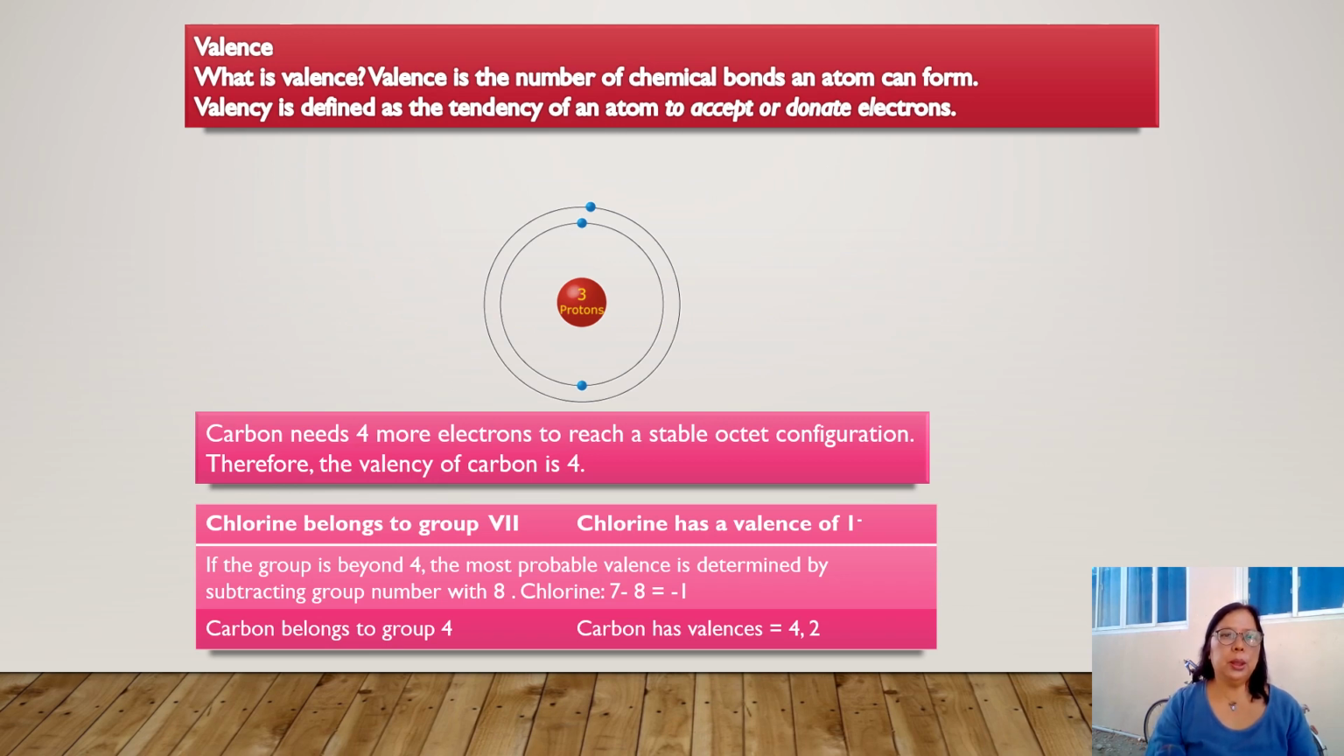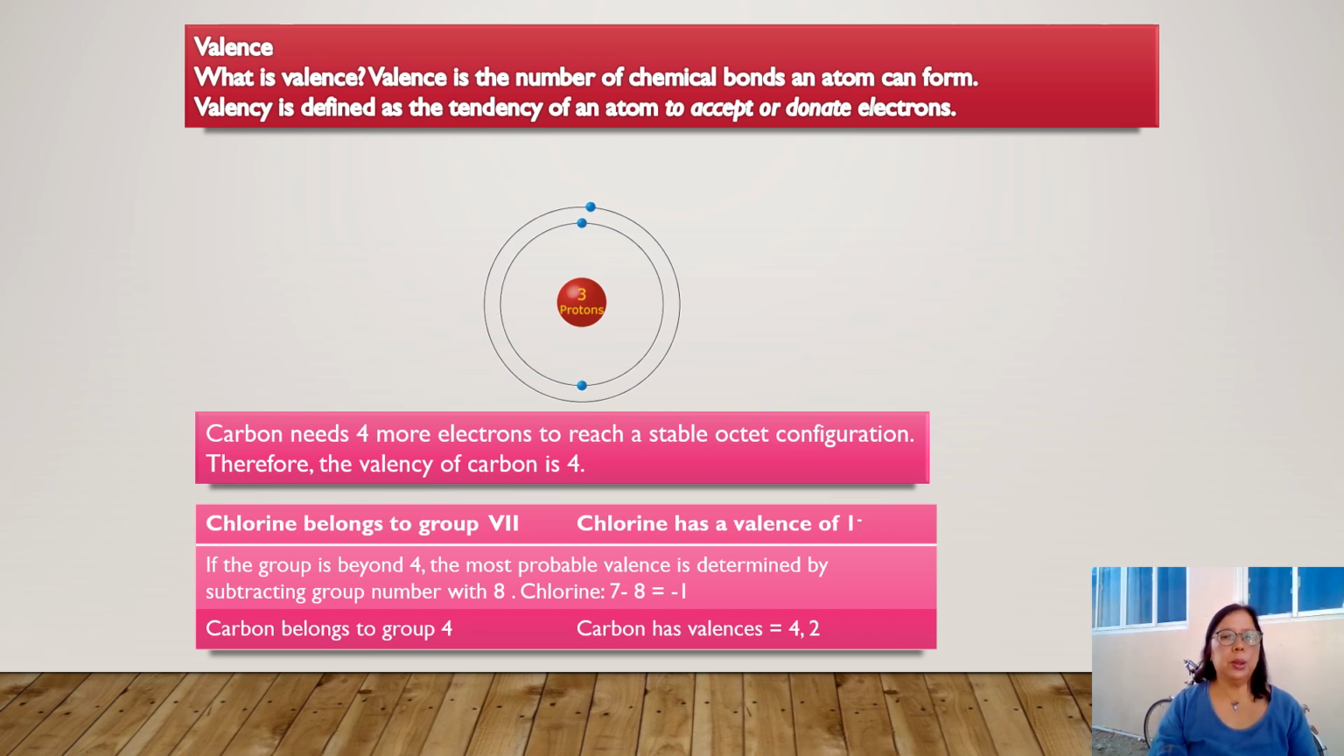Now, related to the periodic table are actually the valences. What is valence? Valence is the number of chemical bonds an atom can form. So the number of valence that it could share defines what kind of atomic bond that element could combine with. Carbon needs 4 electrons to reach a stable octet configuration or to reach 8 shared electrons. Therefore, the valency of carbon is 4. So to complete the 8, it will be shared by other elements.